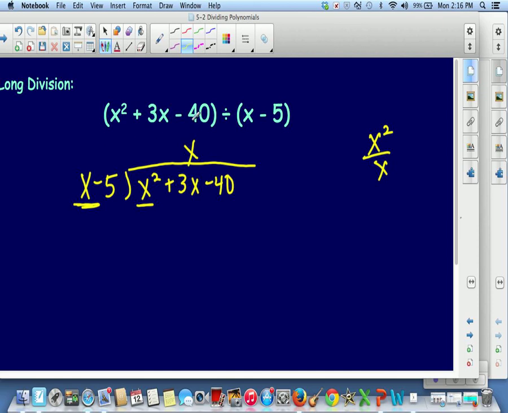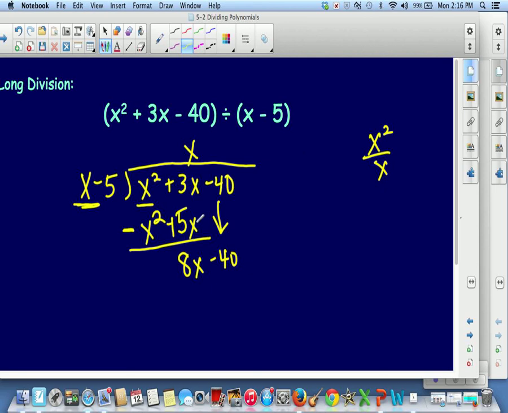Now I'm going to go back and multiply. x times x is x squared, and a negative 5 times x is a negative 5x. Then I'm going to subtract these terms, and subtraction means we're changing the signs. So then we have 3x plus 5x is 8x. And then I bring down the negative 40.